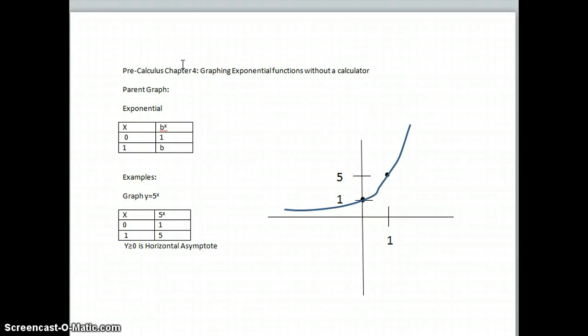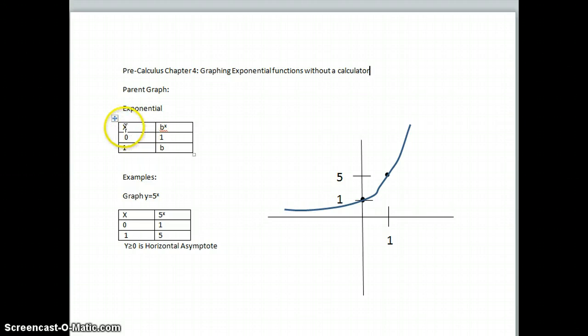Okay, this is Pre-Calculus Chapter 4, learning how to graph exponential functions without a calculator. I know what you're thinking, it's probably going to be the hardest thing you've ever done, but it's actually going to probably be the easiest thing you've ever done, and it's going to blow your mind how easy it is. So, in order to graph exponential functions, the first thing we have to do is memorize the parent graph.